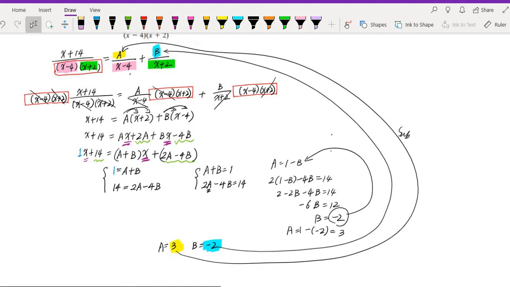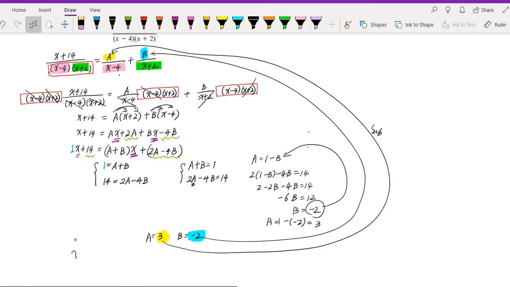Our final answer is going to be x plus 14 over x minus 4 times x plus 2 equal to a, which we said is 3 over x minus 4, plus b, which is negative 2 over x plus 2.